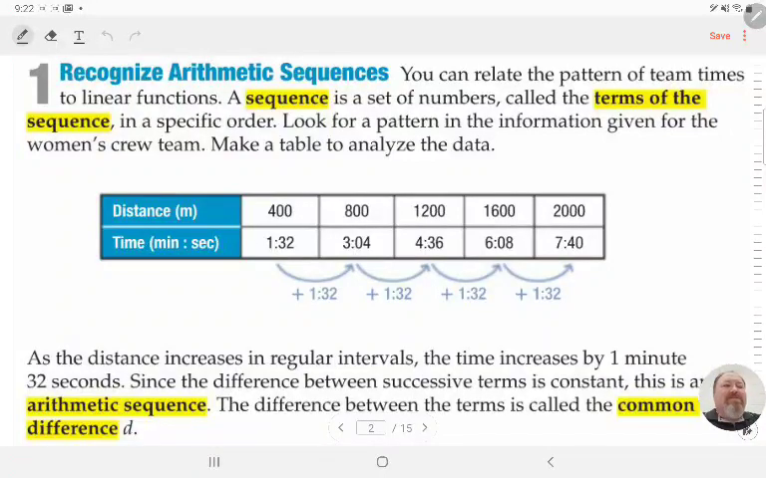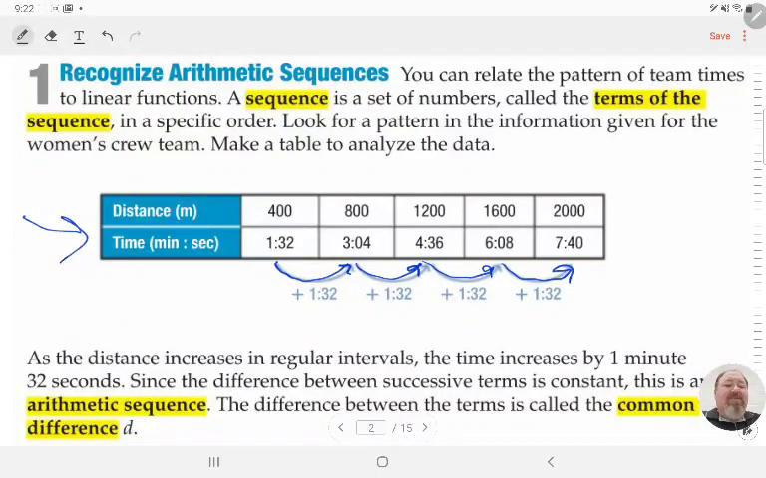A sequence is a set of numbers, called the terms of the sequence, in a specific order. Look for a pattern in the information given for the women's crew team. Make a table to analyze the data. So we put a table together, the distance and the time. And when we look from time to time, when we just go from one to the other, they go up by 1 minute 32 seconds.